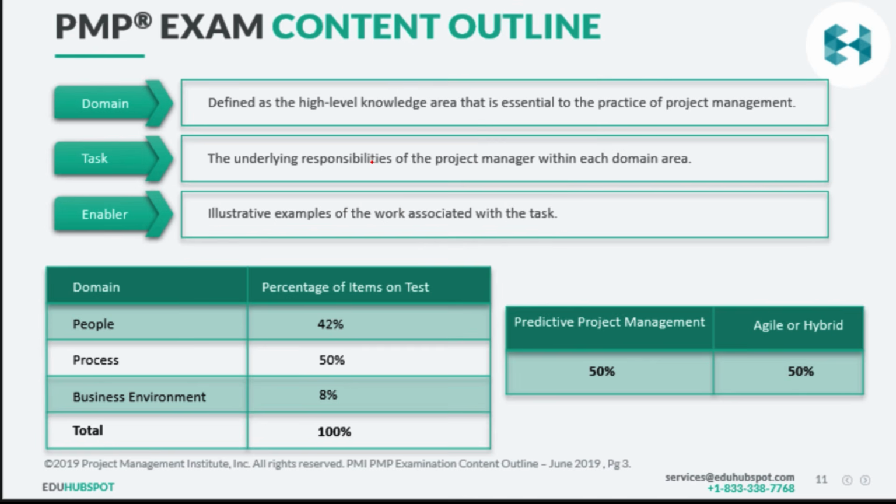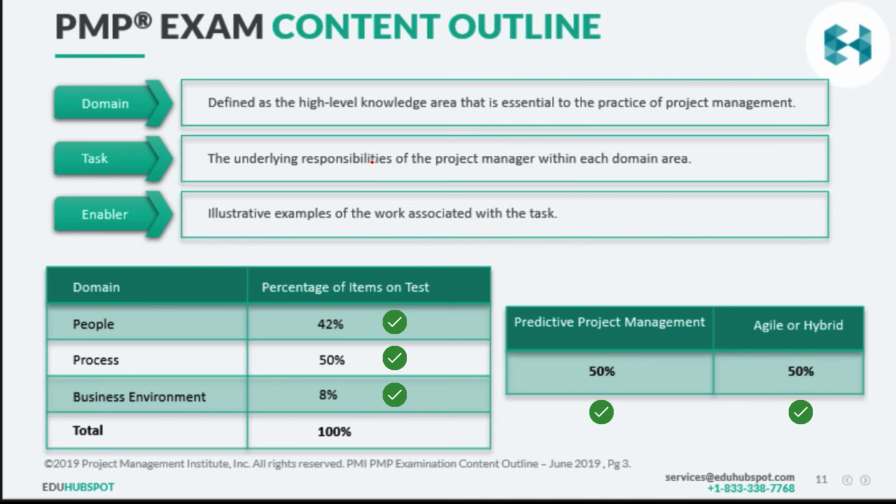Initially, it was 7% in initiation, around 20 to 25% of questions in planning and monitoring and control, and I think 30 to 35% in execution, and the remaining ones, less than 10%, were in closing. Now there are 42% in the people domain, 50% in the process domain, and the remaining 8% in business environment. Initially, it was all about the predictive waterfall model. Now, you will get 50% of questions from Agile and 50% from predictive project management.